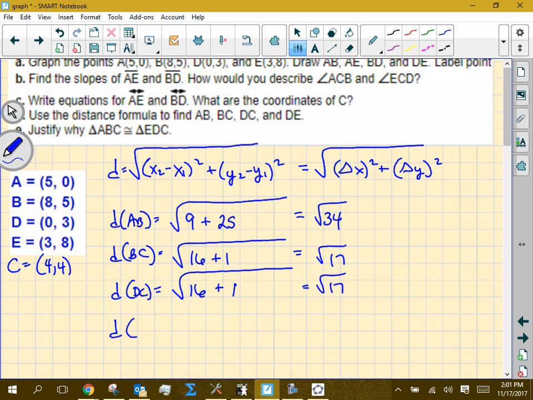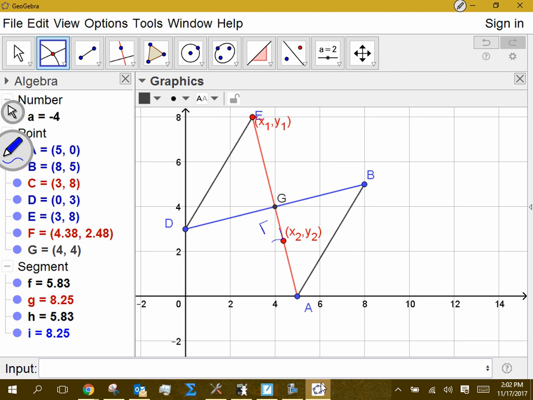And then the last one is DE. So I go 0 minus 3, square that. And then 3 minus 8, square that. And I should get radical 34, right? Nope, 34. So what's that tell me then about BC and DC? They're the same. So in the picture, BC, which this point here is actually our C. Okay, so BC and DC are the same, right?